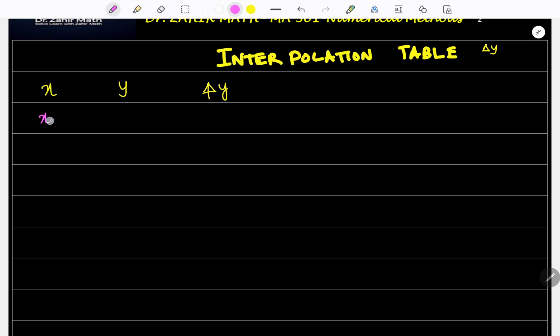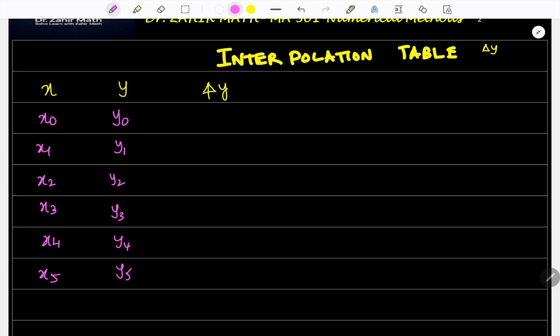So x values, I'll take as x0, x1, x2, x3, x4. I'll take up to x5. Maximum in the exam, they will give you up to 5. But all the questions in the classwork and examples are 3 values, 4 values only, not more than that. So for the safer side, I'm creating the table for 5 values. So y values will be what? y0, y1, y2, y3, y4 and y5.